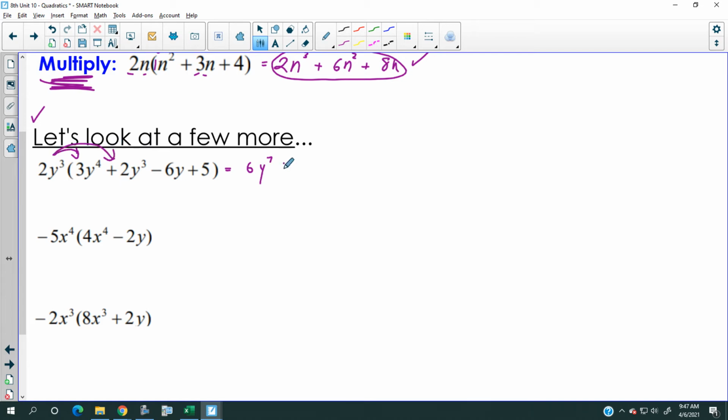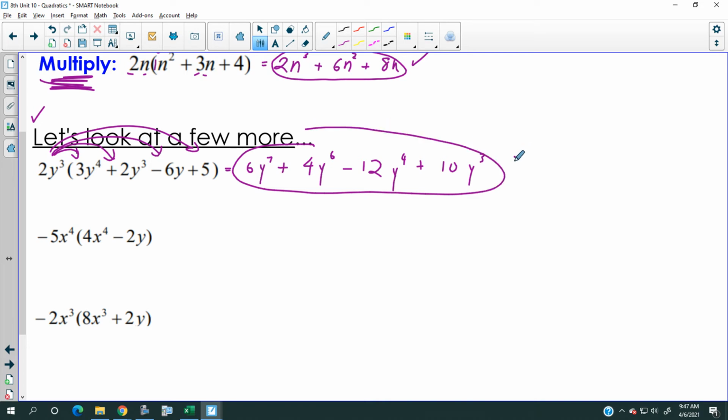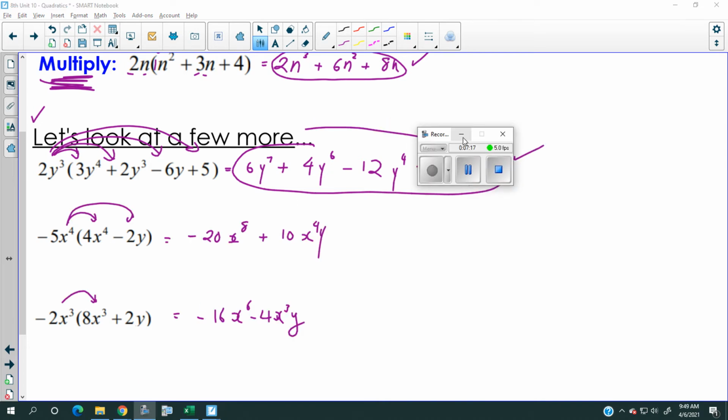Second term, plus, right? Because that's positive times positive. 2 times 2 is 4, y to the 6th. Third term, minus 2 times 6 is 12. Y third times y is y to the 4th. Let's see, plus 2 times 5 is 10, and then the y third is just y third. Okay, that's it now. This is also in standard form. So that's cool. All right, I'm going to press pause and show you these 2 answers.